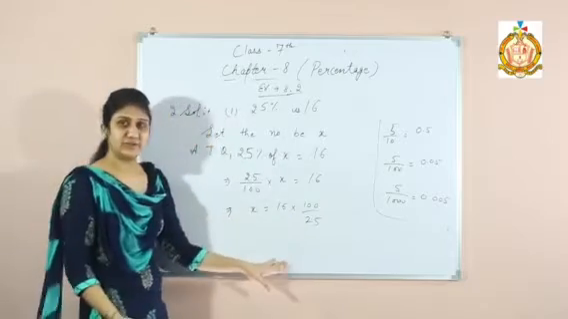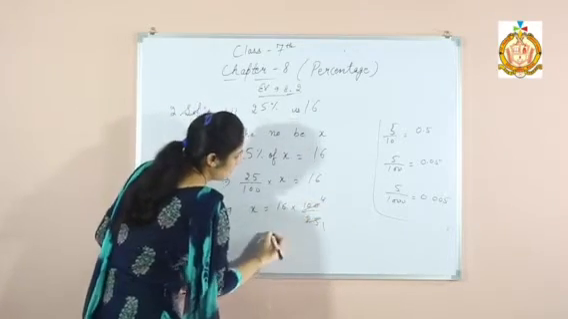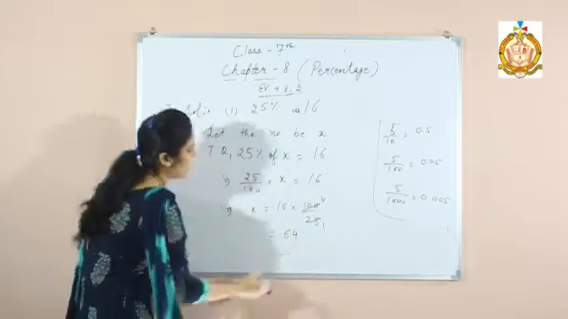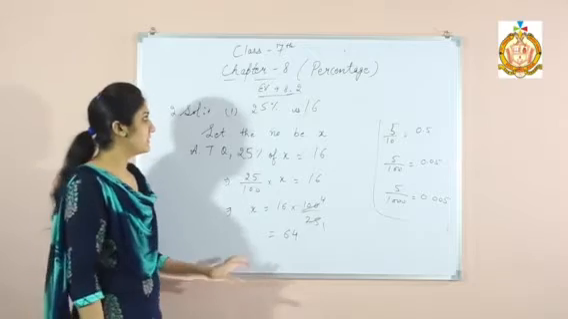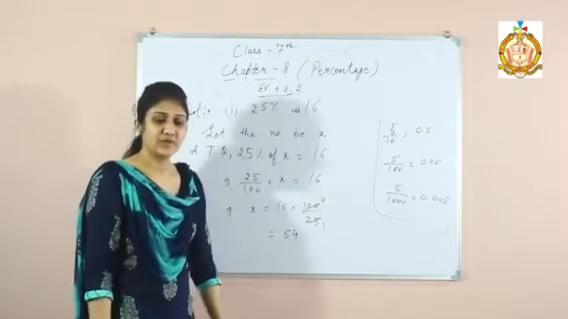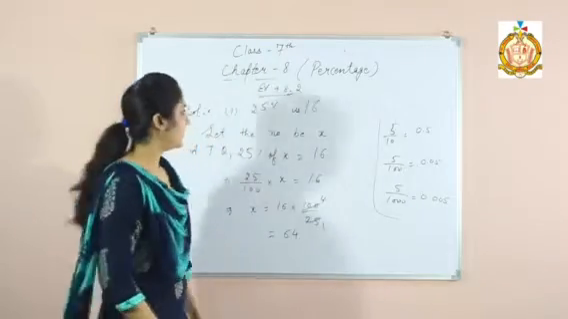And then after cutting and solving, you will get the answer. 16 fours are 64. So our answer is 64. Means the number whose 25% is 16 is 64. Now we will do the seventh sum. You can note down the sum.